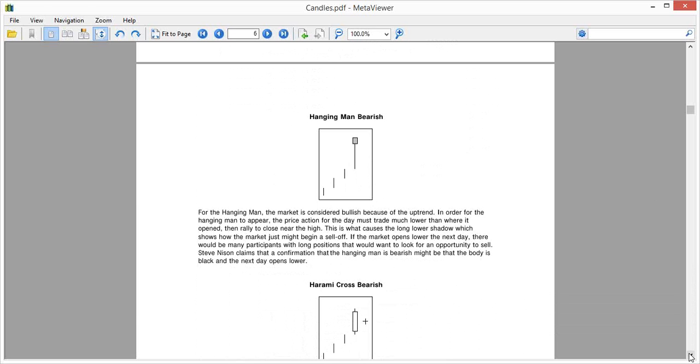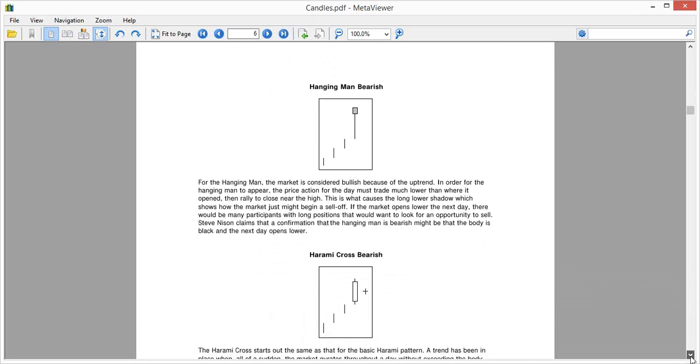Steve Nison, who's one of the forefathers of candlestick charting in the West, claims that a confirmation that the hanging man is bearish might be that the body is black and the next day opens lower. Okay, so that's the hanging man, bearish. Again, low volume. It was pushed up, but there was no volume to push it up. So it looks like a bearish formation.